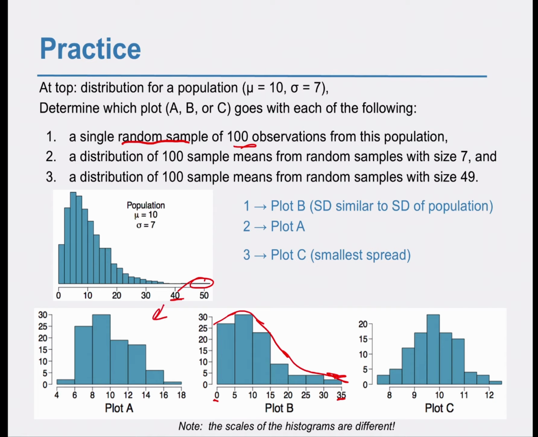The sample of 100 sample means from samples of size 7 still has the mean right about 10, but it's less skewed. It's starting to look a little bit more normal, and it has a smaller standard deviation. It's got a smaller spread. Plot C has the smallest spread and the most normal looking distribution, so that's going to have the larger sample size.